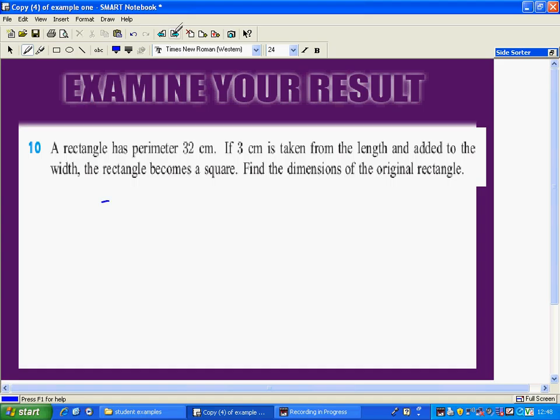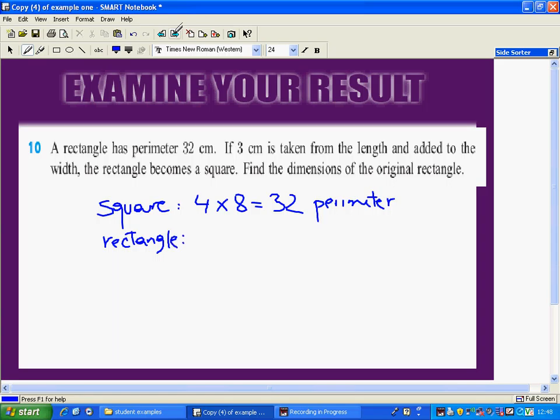In the end, to check our results, we wrote 4 times 8, which is 32, and that's the perimeter of the square. And for the rectangle, we simply wrote 11 plus 11, which is 22, plus 5 plus 5, which is plus 10, which makes 32. And that's the perimeter of the rectangle. So basically our equations were right, and the results were right.